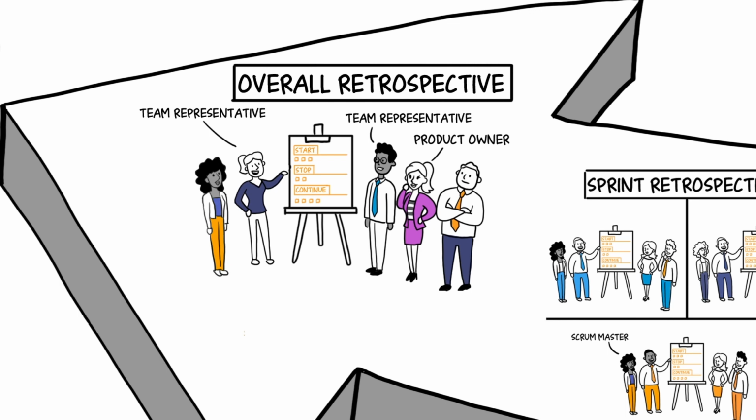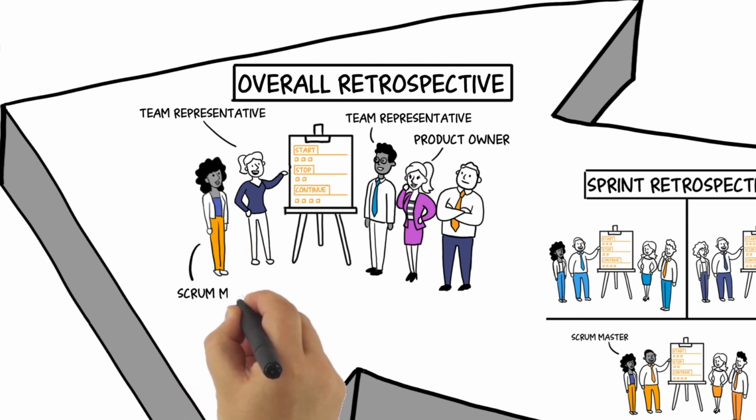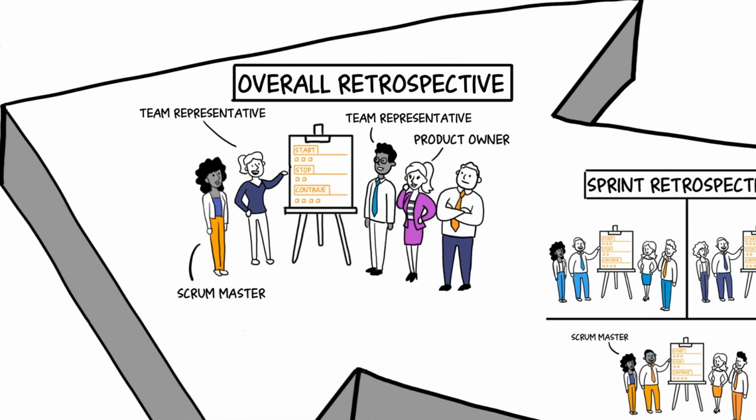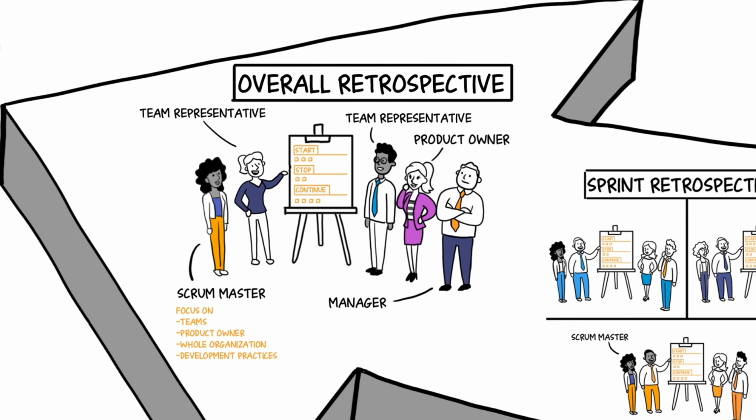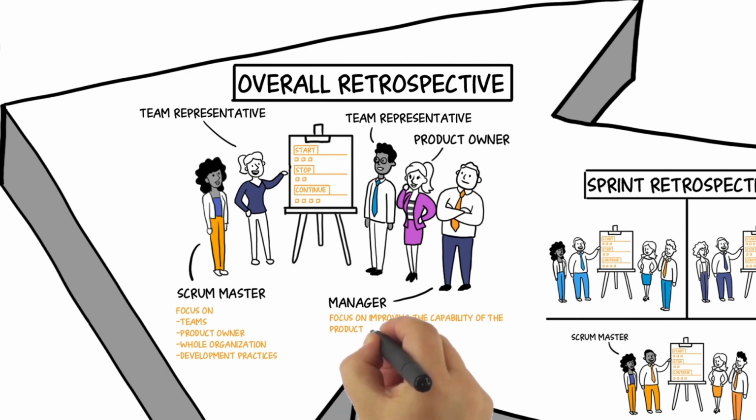A Scrum Master in LeSS is responsible for a well-functioning LeSS implementation. Her focus is not only on the teams, but also on the product owner, the whole organization, plus the development practices. In LeSS, a Scrum Master is a dedicated full-time role. For experienced organizations, it's okay to have one Scrum Master for up to 3 teams. In LeSS, managers are optional, but when managers exist, their focus will not be on managing the work, but on improving the capability of the product development system.